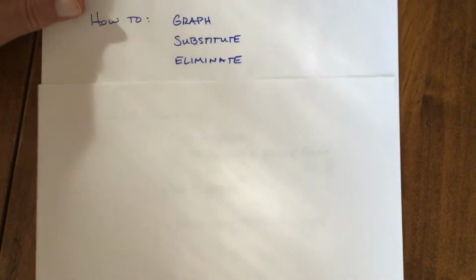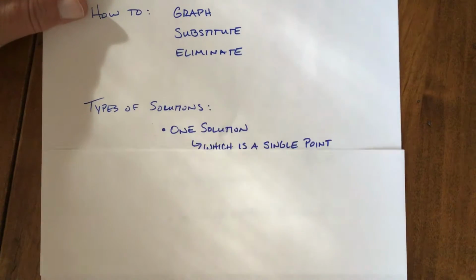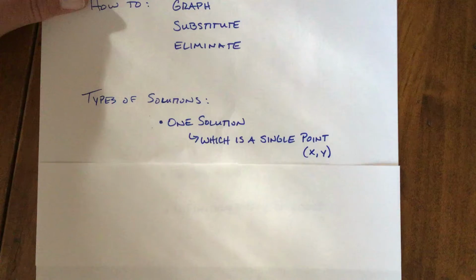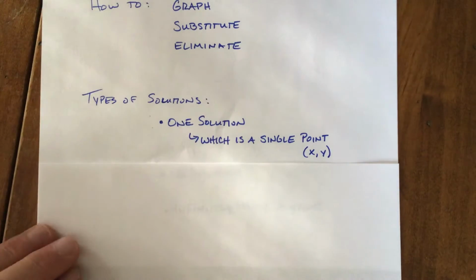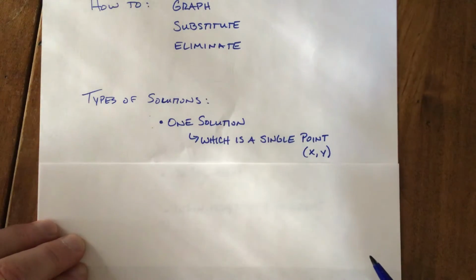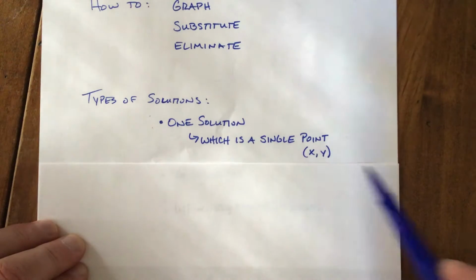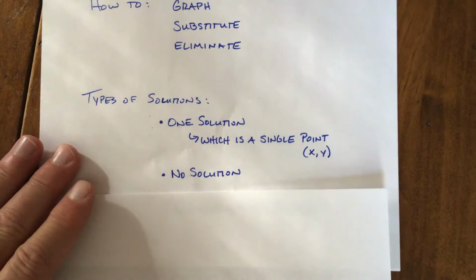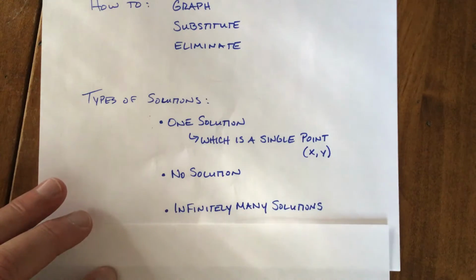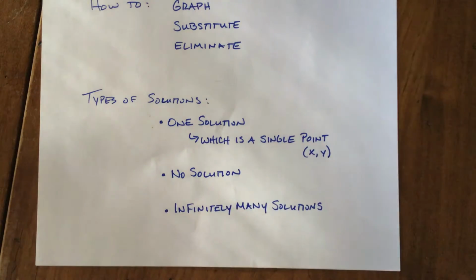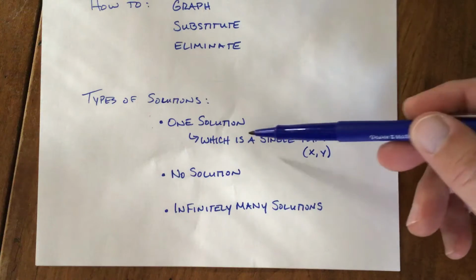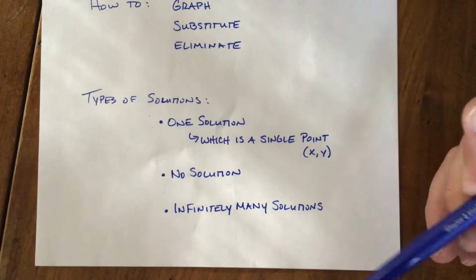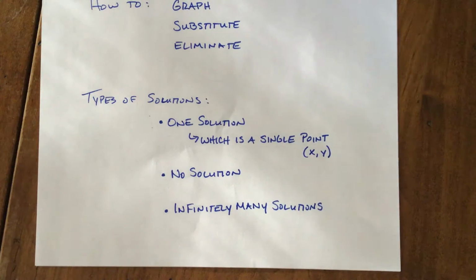The last thing on this sheet is types of solutions. Well, we can have one solution, which is just a single point. In essence, it's where the two lines would cross, right? So that's why it's in an XY, all right? We can also have no solutions, and then the last one is infinitely many solutions. So there's three solution types that we're going to have: one solution, no solution, or infinitely many solutions.